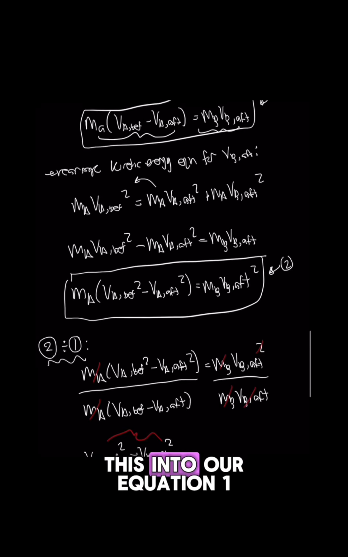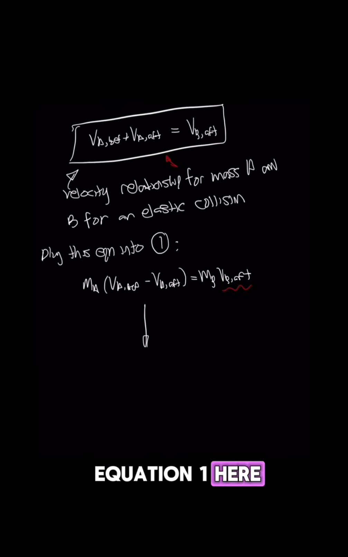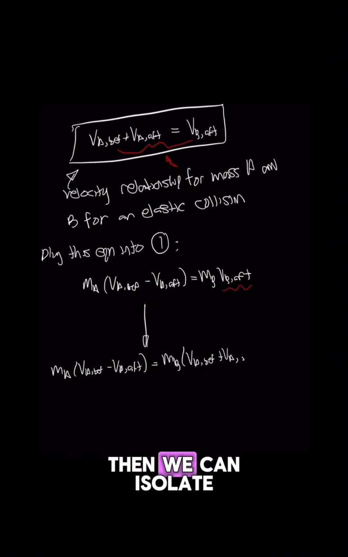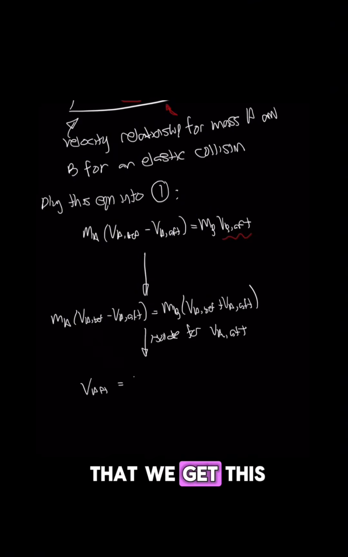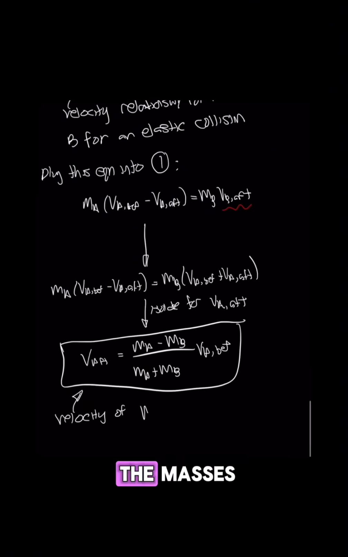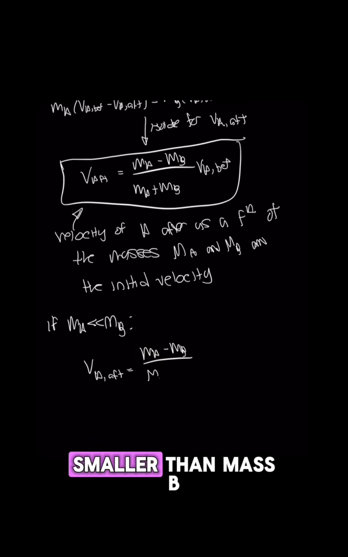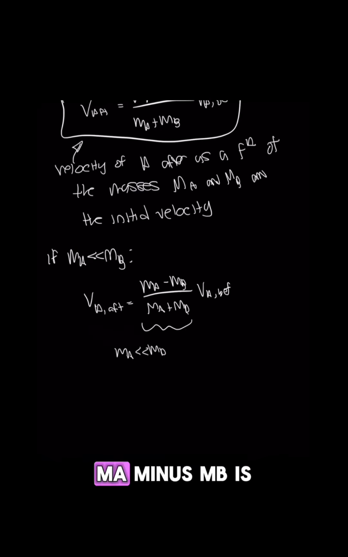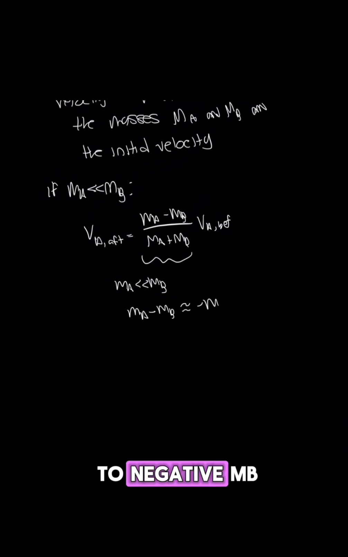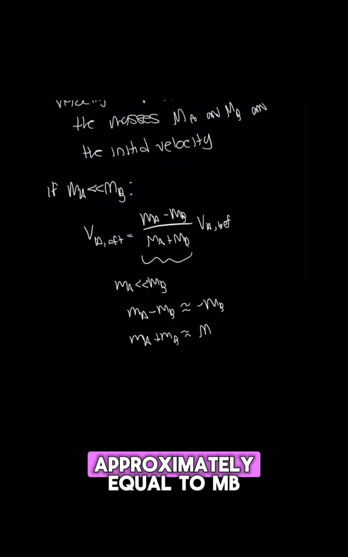So we can plug this into our equation 1. So this is our equation 1 here, and then we can replace VB after. Then we can isolate for VA after, and if we do that, we get this. So this is the velocity of A after as a function of the masses and the initial velocity of A. So now we can look at if mass A is much smaller than mass B, what's going to happen is MA minus MB is going to be approximately equal to negative MB, and then MA plus MB is going to be approximately equal to MB.